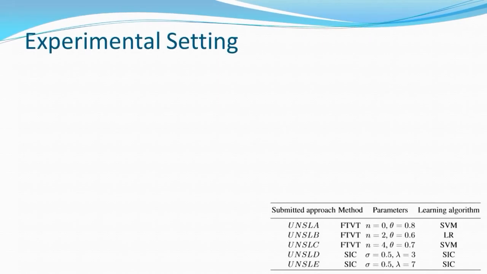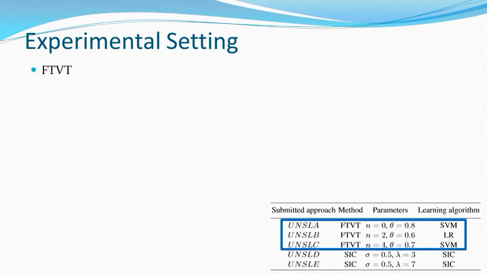Now that we have briefly described both approaches, we are going to talk about the experimental setting. For the FTVT approach, we performed an experimental study in order to fit the hyperparameters for the provided datasets. Firstly, we carried out a 5-fold cross-validation, only on the depression training set. Then, each fold was divided into 10 chunks and documents were randomly selected, maintaining the same proportion for both categories.